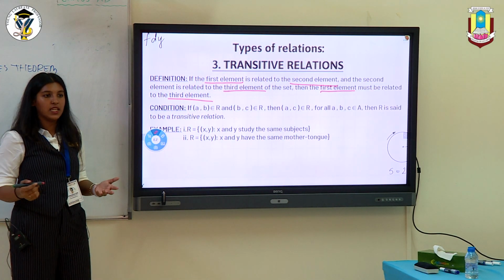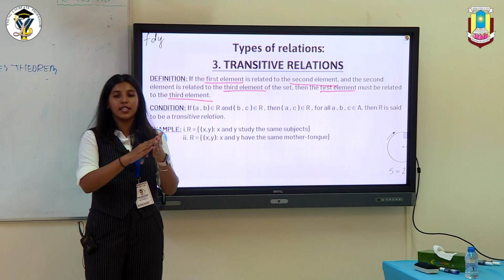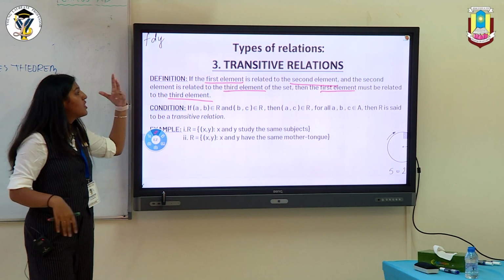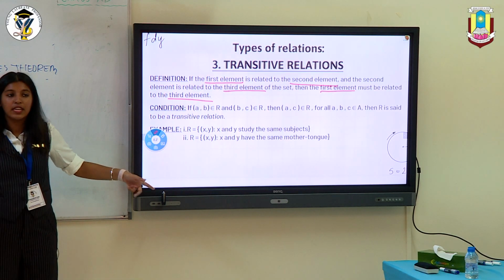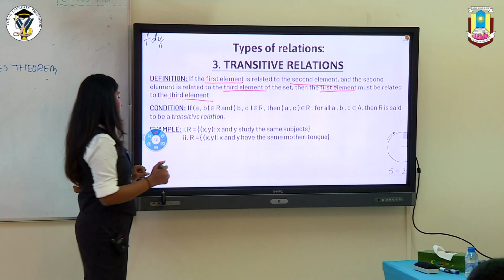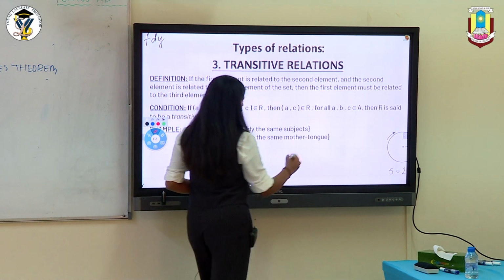So what does this mean? Let's say I have A, B, and C. A is related to B. B is related to C. But in order for this relation to be transitive, then A should also be related to C. To understand this better, let's take an example of three congruent triangles.